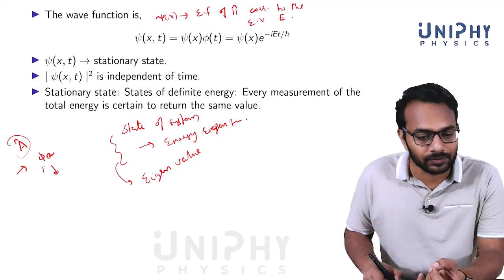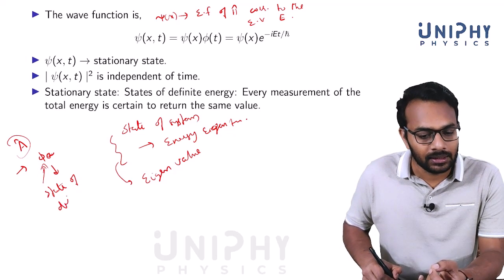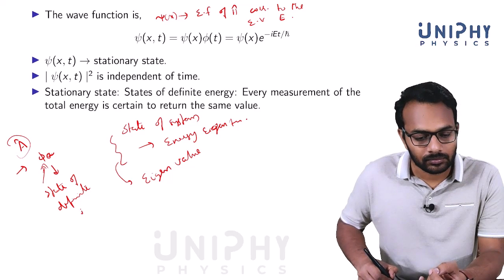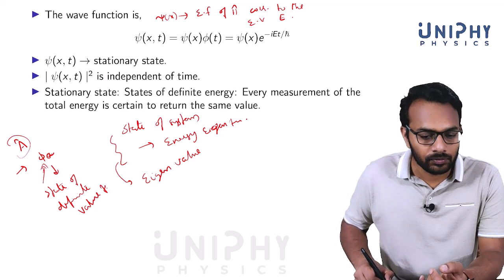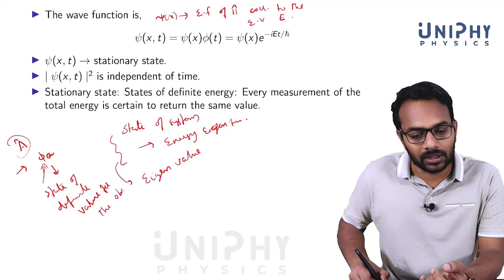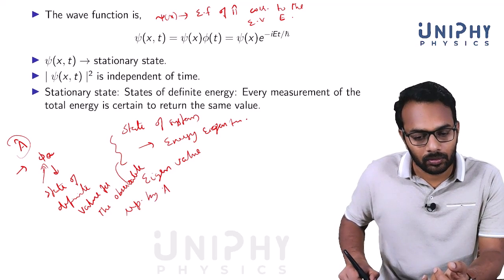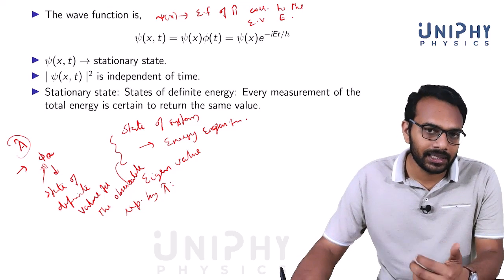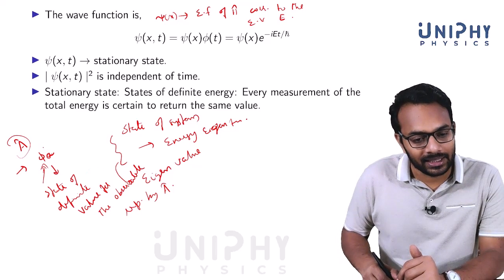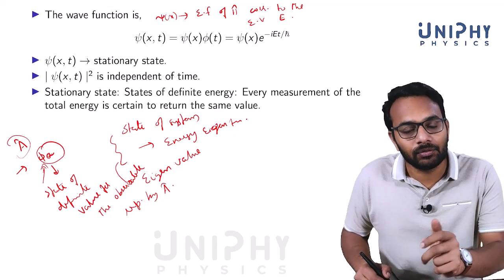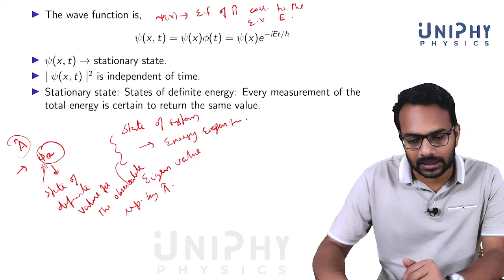then we can say that this is a state of definite value for the observable. An observable is a measurable quantity represented by operator A. So operator A represents some observable, some measurable quantity. Then phi A corresponds to a state with a definite value for that observable quantity. This follows directly from the postulates.